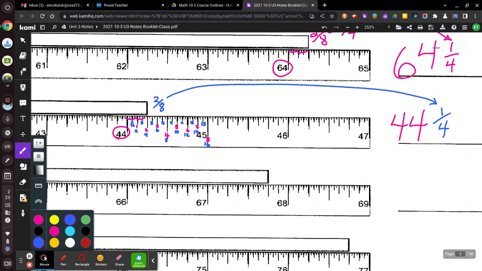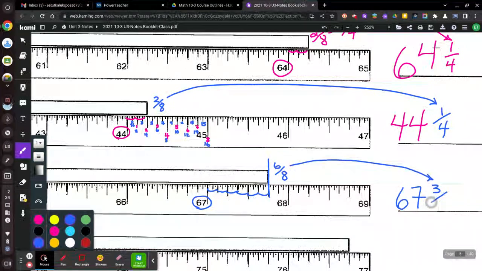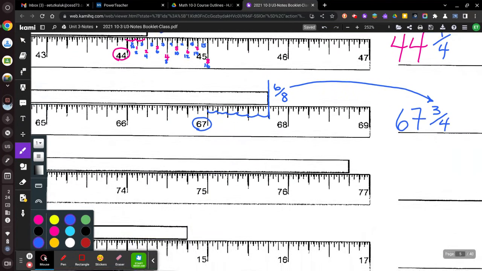All right, so the next one, we're going to go right there. And the number he passes is 67. So 67 is my big number. And now I've got to find out how far he ran. So 1, 2, 3, 4 is my long one. 5, 6, another 6 out of 8. And 6 out of 8 becomes 3 out of 4. We're always reducing our fractions.